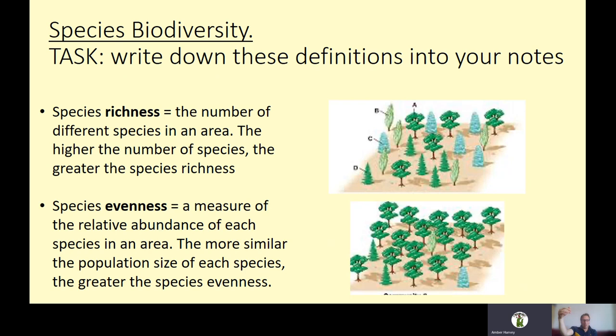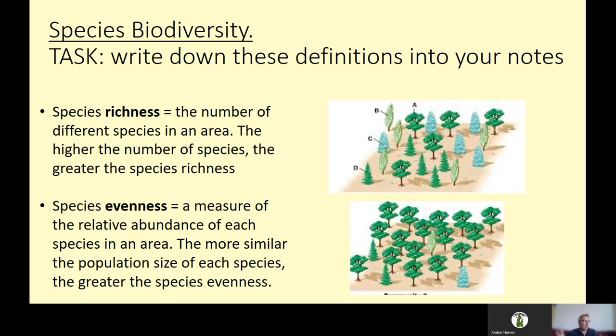Now, the one we're really focusing on is species biodiversity. This is what we're going to focus on today a bit more. There are two more definitions within that, which I've mentioned already, and these are the full definitions. Species richness, looking at that top picture, is the number of different species in an area. We've got four different species, A, B, C, and D, that we can see. The higher the number of species, the greater the species richness. So the bigger the area, the more species we have, the greater the richness.